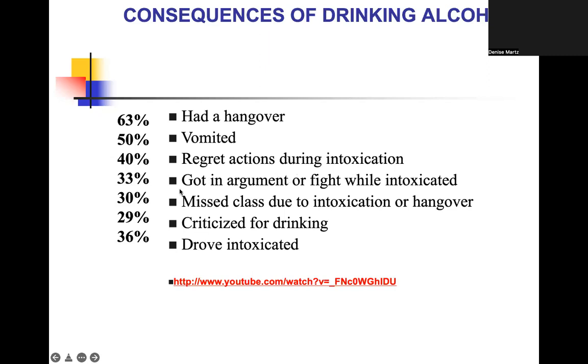Regretting actions, 40%, 33% getting in a fight, 30% missing class. Maybe that's where our missing classmates are. 29% being criticized, and this is scary, 36% report driving after drinking.